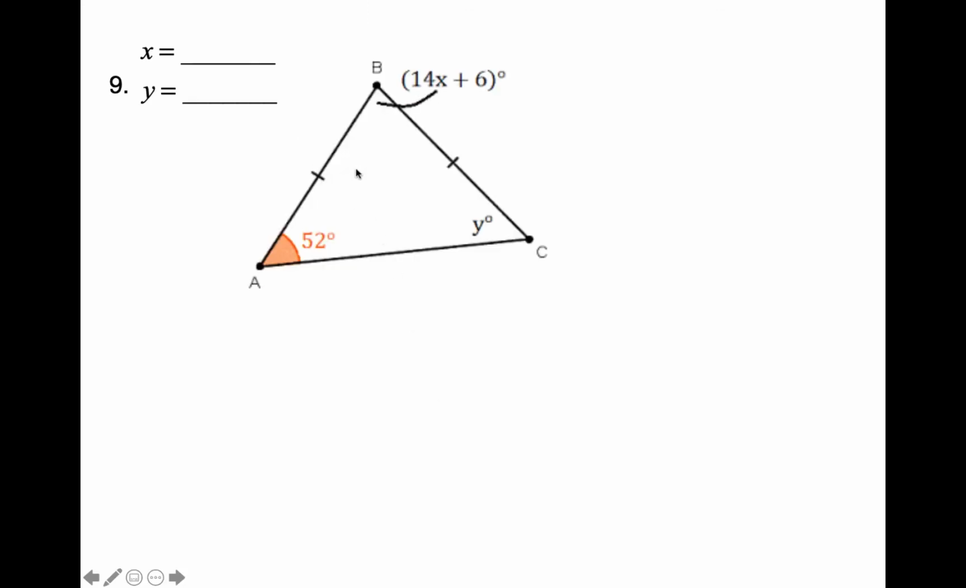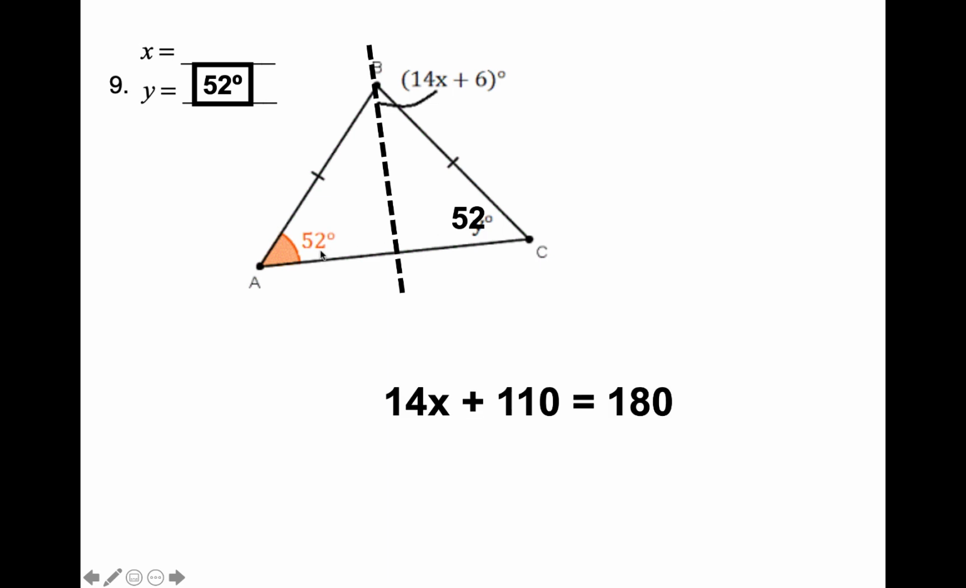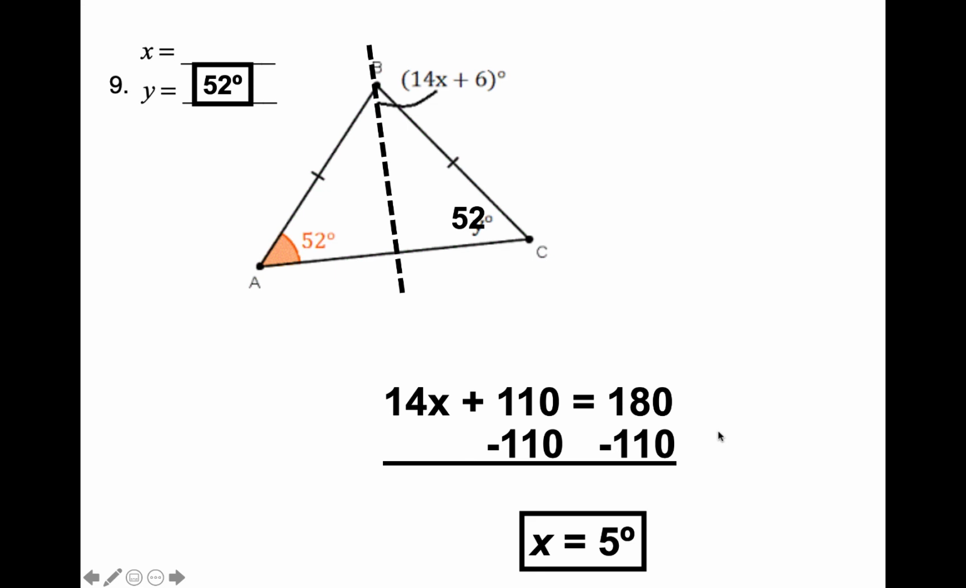For number 9, these two sides are marked equal, so the line of symmetry goes down the middle like this. So notice this angle 52 is going to fold over and match with angle Y. So Y is 52. To solve for x, though, I have to add the angles to 180. So 14x plus 6 plus 52 plus 52 equals 180. So the 52 plus 52 plus the 6 makes 110. Subtract the 110 from both sides. I get 14x equals 70. Divide by 14, I get x equals 5. And that's what it's asking for.